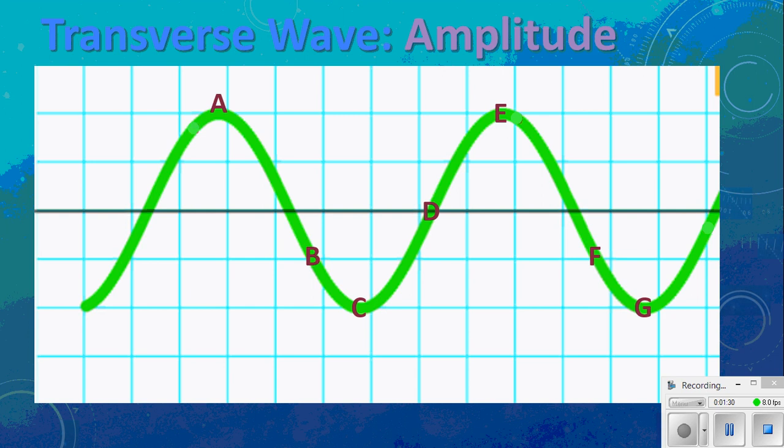Related to the crests and troughs is what's called the amplitude. It's the displacement from the resting position, from that equilibrium to that crest. Also, it's the same value to the trough, given that there's no interference.